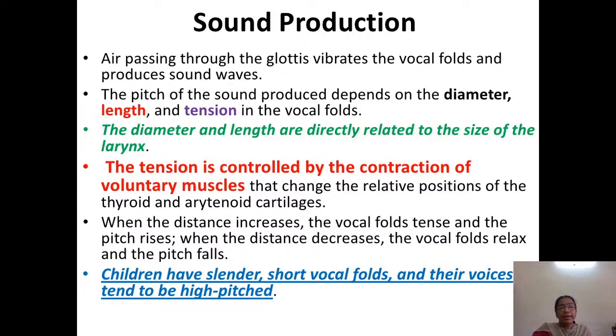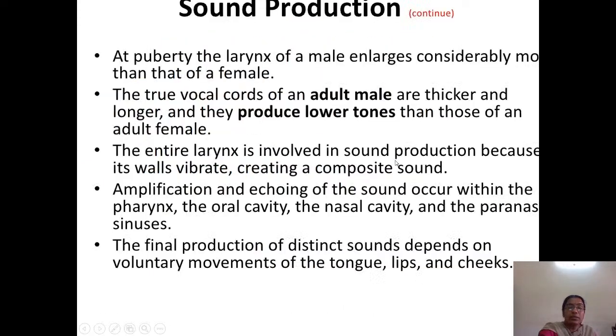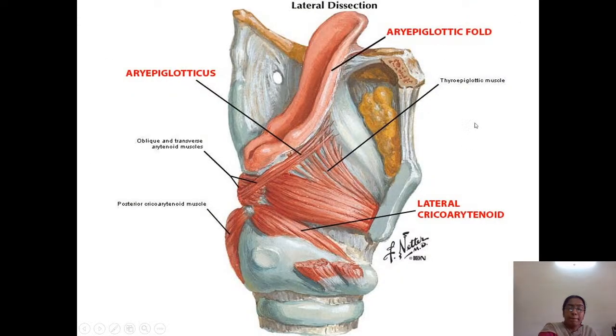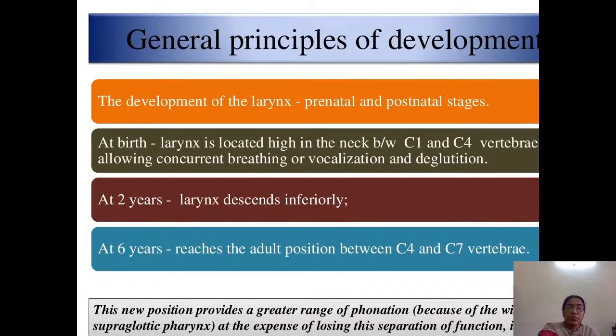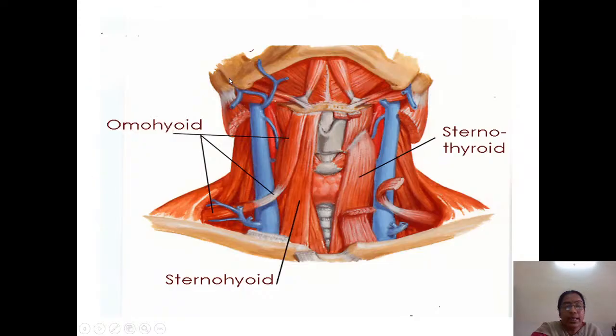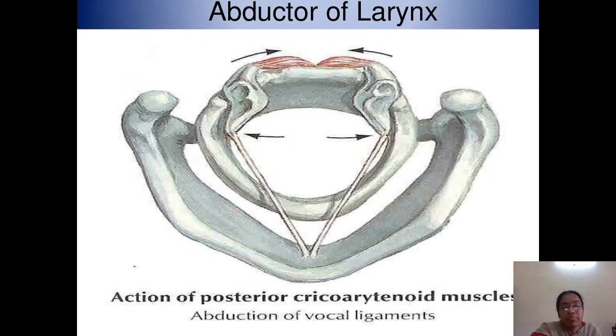Coming to how sound is produced. The larynx produces sound, and it is also called the voice box. How is this done? Air passes through the glottis. When the air passes through the glottis, it vibrates the vocal folds and produces sound waves. So whenever we take in air, that air passes and vibrates the vocal folds.